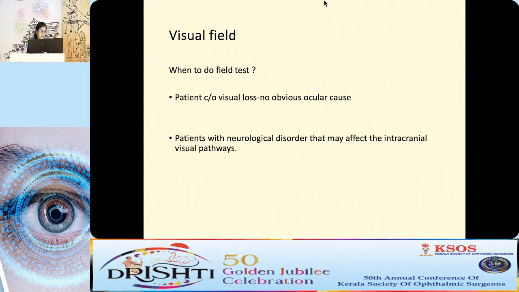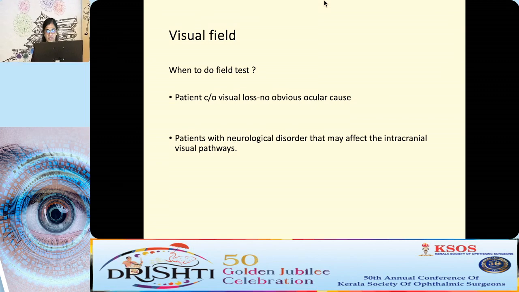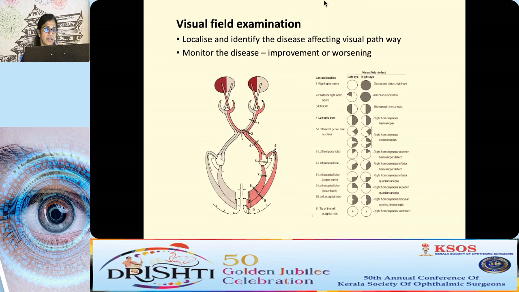So, visual field evaluation is an important test modality in neuro-ophthalmological examination. When do we do a field test? When there is visual loss and no ocular finding, or if there is a neurological disorder that may affect the intracranial visual pathway. To locate the lesion, we need to do visual fields.